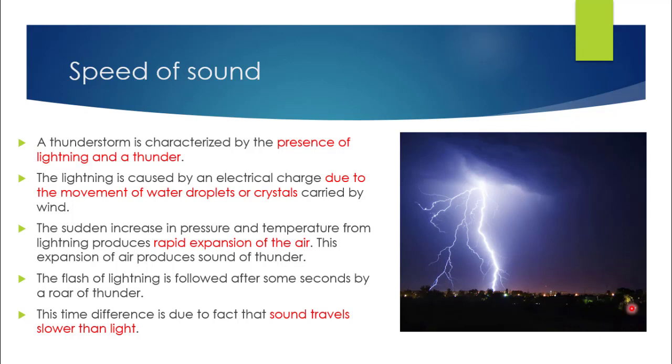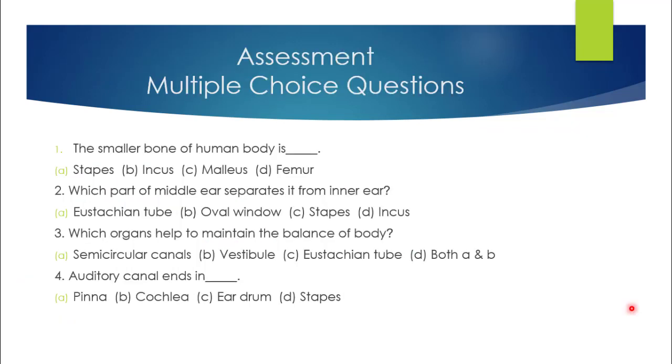So students, this was all about the structure and functioning of ear along with the process of hearing, and we have also discussed the maintenance of balance of body with the help of ears. Now we will assess our topic with the help of some multiple choice questions. Number 1, the smallest bone of human body is stapes, incus, malleus or femur. The correct answer is stapes.